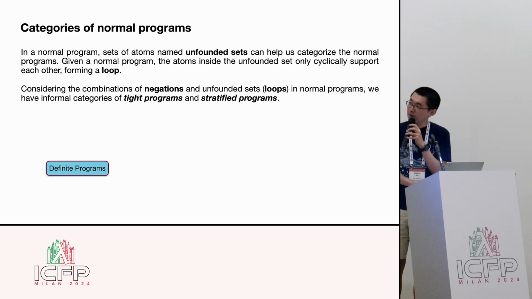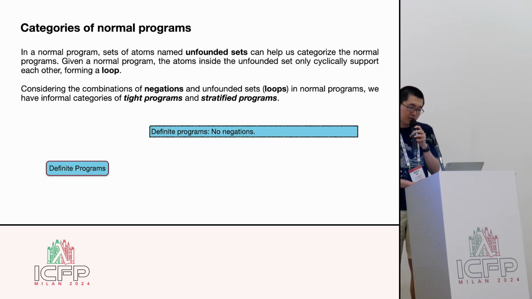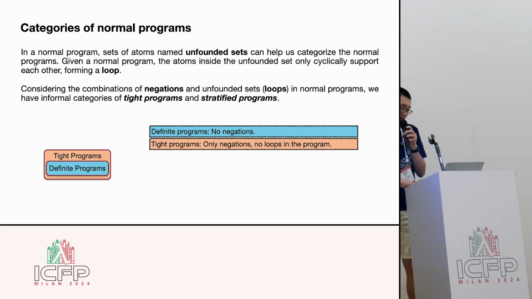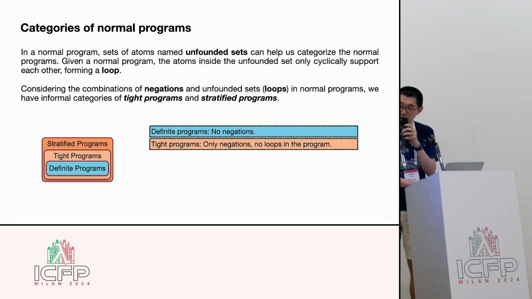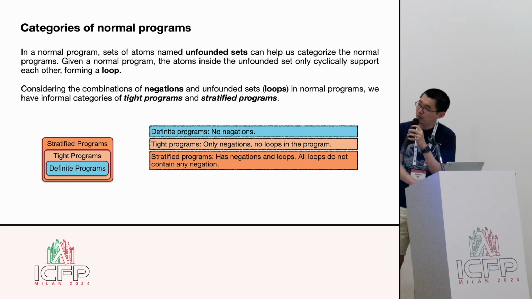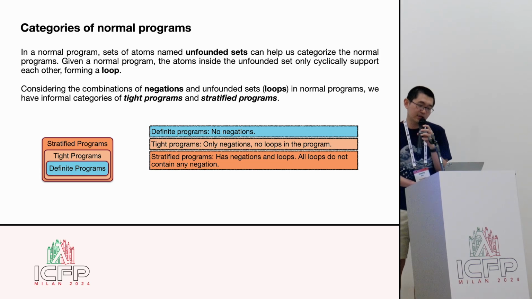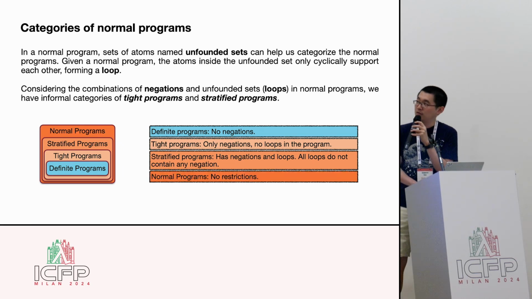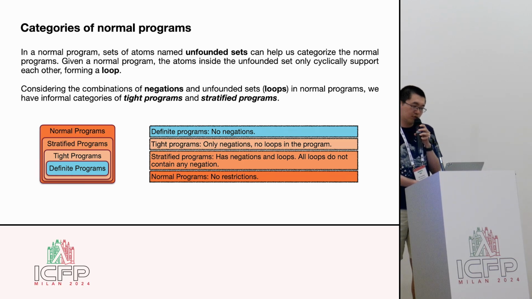So the first thing, we have the definite program. It has no negation, right? The second layer in this hierarchy is tight programs. For tight programs, there is negation but no loops in the program. Now stratified negation: it has negation and has loops, but these two don't interact with each other. Lastly, we have the normal programs, and normal programs have no restriction. Okay, we are going to use this hierarchy a lot during this talk, so just pay attention to it.